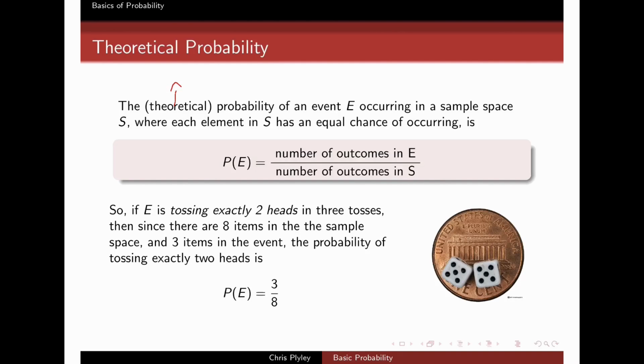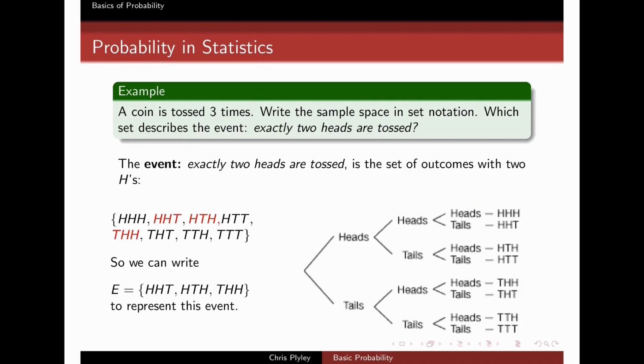of an event E happening is the size of E divided by the size of S. The way we think about this is it's the number of ways that E could have occurred. In our example, E was the event of tossing 2 heads. How many ways could I have tossed 2 heads in this experiment? The answer was 3: heads, heads, tails; heads, tails, heads; or tails, heads, heads. There were 3 ways that E could have occurred.